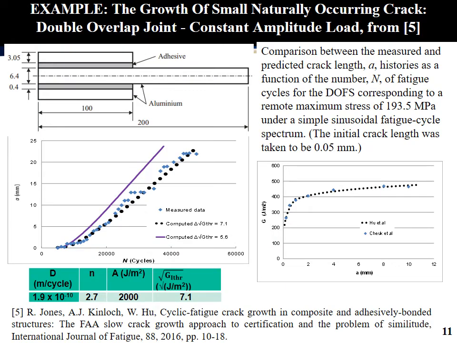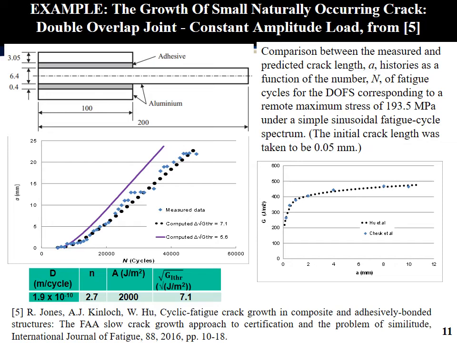To address some of these questions, let us examine the growth of small naturally occurring cracks in the double overlap joint shown in this slide. This joint was tested under constant amplitude loading, and the figures shown here are taken from reference 5.